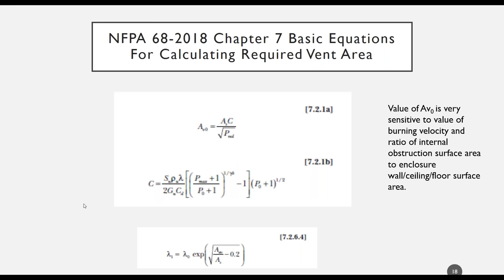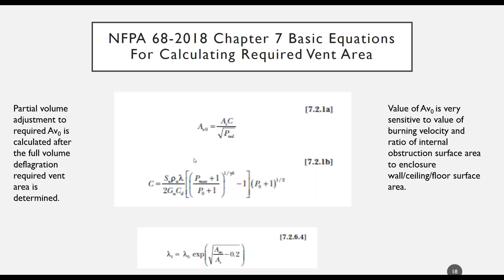The value of the required vent area is very sensitive to the value of the burning velocity and the ratio of the internal obstruction surface area to the enclosure wall surface area. So the burning velocity can come out of the 9540A test. The amount of surface area is an installation-specific measured and calculated parameter. Next, please. The partial volume adjustment is made after the full volume required vent area is determined by this equation. Next, please.